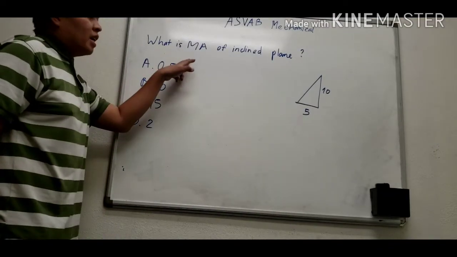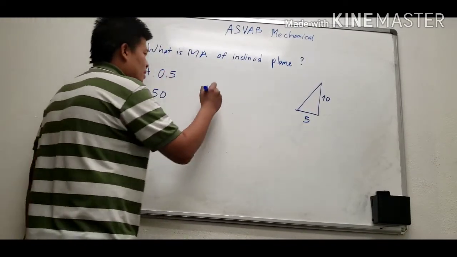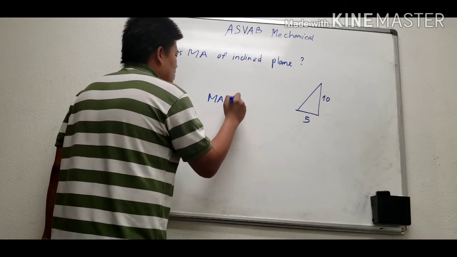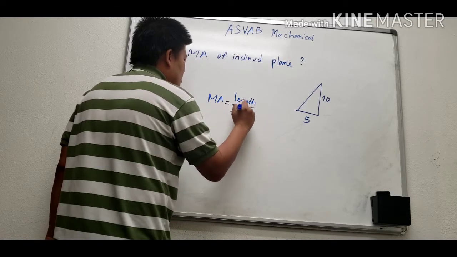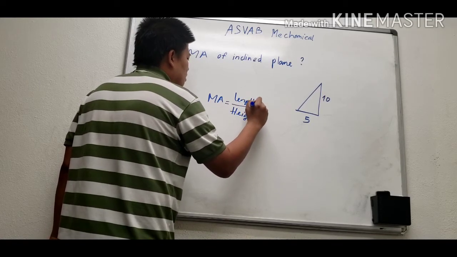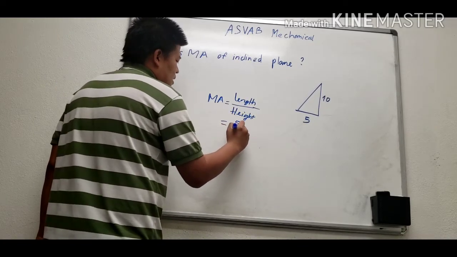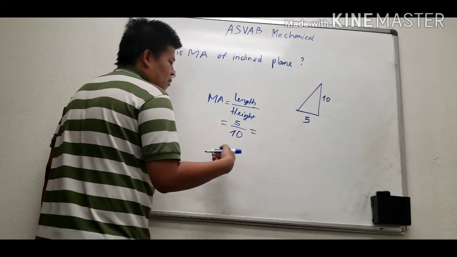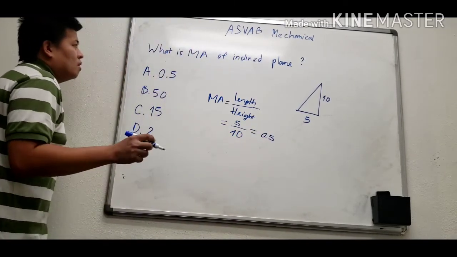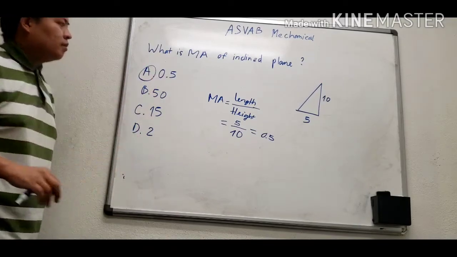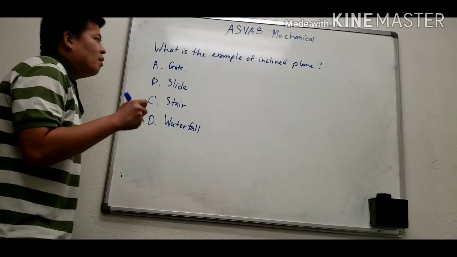What's the mechanical advantage of the inclined plane? Here we have MA equal to length divided by height. So here the length is 5, and the height is 10. 5 divided by 10 is 0.5. So MA is 0.5.